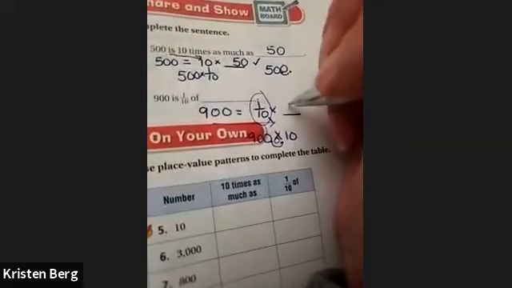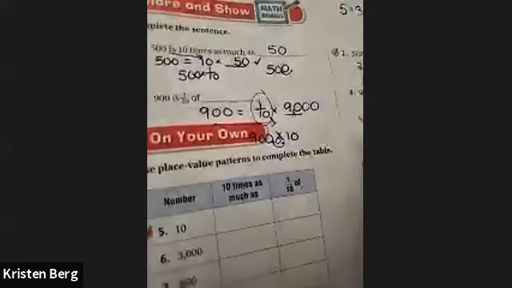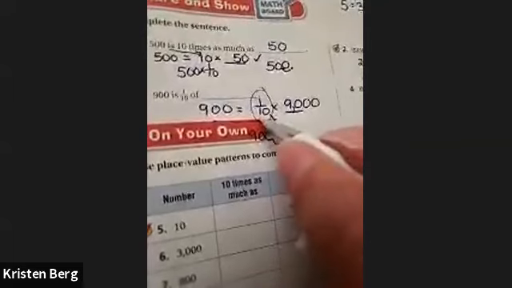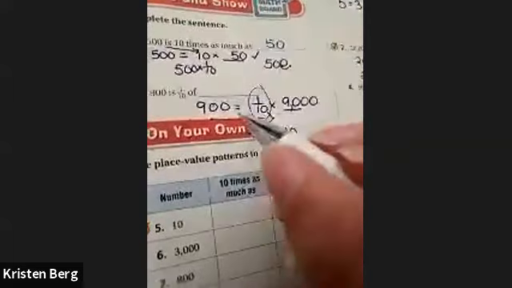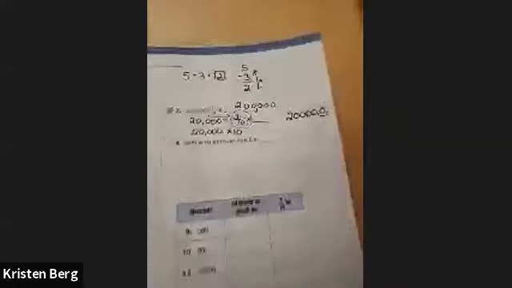And if you need to go back to that first page that has all those notes to see that, you could always refer back to that whenever you need help. So it is 9,000, and then take a place value away, basically. One place value smaller than that should be 900, which is a true statement.